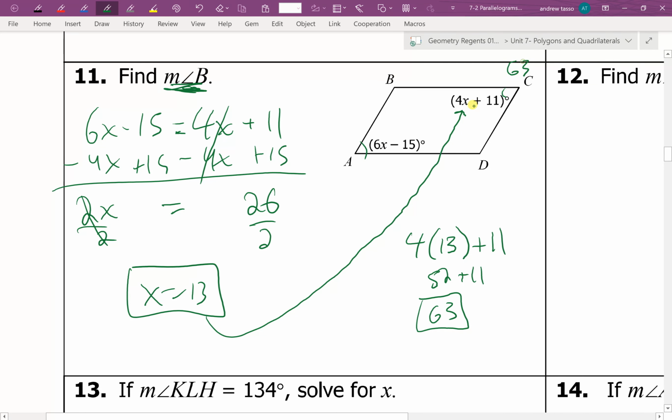So if this angle is 63 and this angle is 63, right, to find the angle that is adjacent to one of these, we have to do supplementary. So 180 minus 63, that's 117 for angle B.